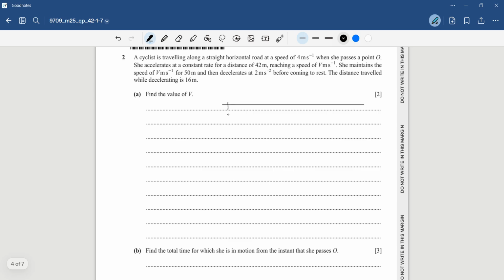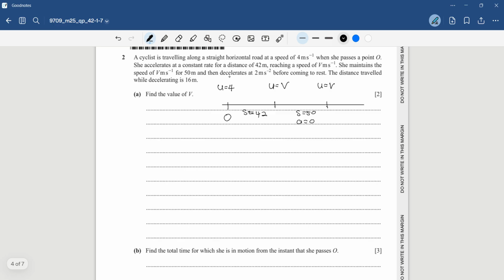So let's say here is where the O is, where they start, here is u equal to 4. And then she accelerates at a constant rate over a distance of 42. So let's say here is s equal to 42, and here when they reach your speed, I just make it as a u also, as a v. Okay, it doesn't matter. And then she maintained the speed for 50 meter. So let's say from here to here, s equal to 50 meter, and they maintain the speed, so u equal to v, so your a equal to 0.